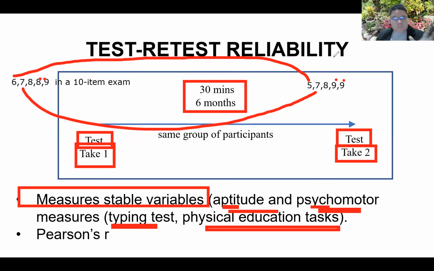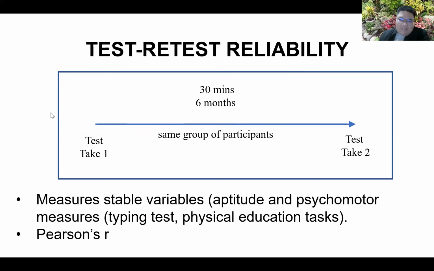Pag positive po yung relationship ng scores, ibig sabihin maganda po yung reliability ng examination natin. Plus, the usual limit that we set for Pearson's R is also 0.7. Kindly write it down. The test is considered reliable if the reliability score or the Pearson R coefficient is 0.7 and above. Okay? It's 0.7 and above. Okay? So yan po class yung test-retest reliability natin.